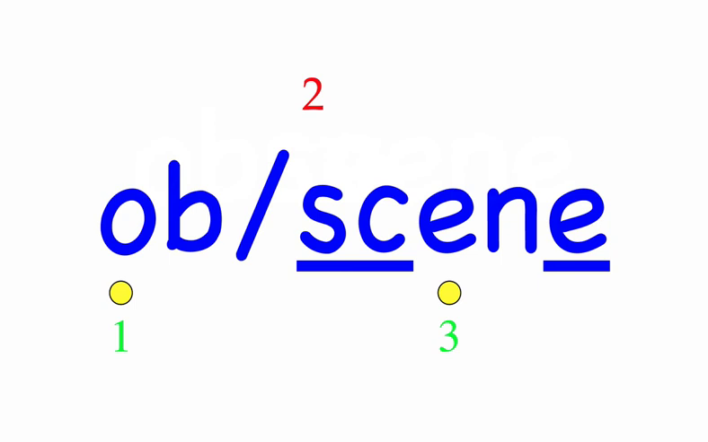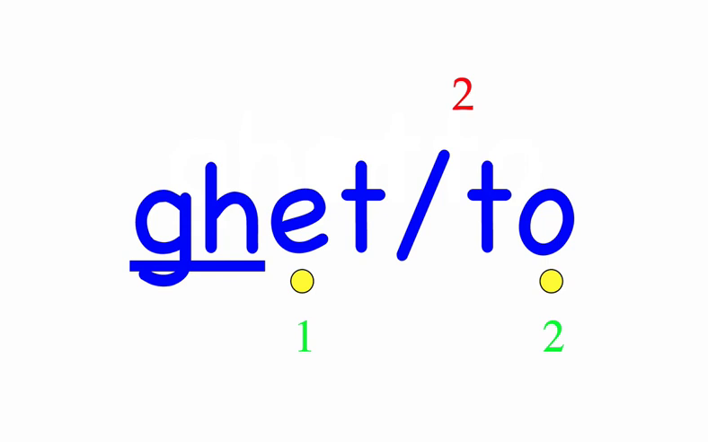Ghetto. The man lived in what was considered a ghetto. Ghetto. Two syllables. First syllable, get, three sounds, g, e, t. Toe, two sounds, t, o. Get-toe. Mark the word, get-toe.